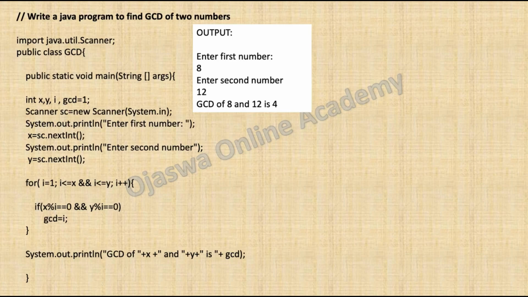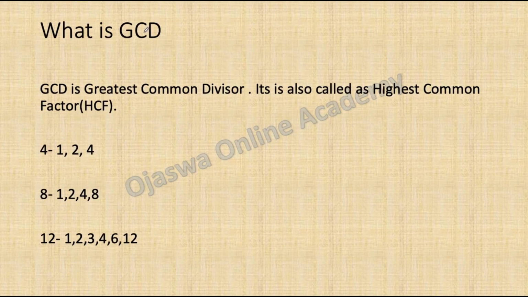Write a Java program to find GCD of two numbers. Let us have a brief idea about what is GCD. GCD is greatest common divisor. It is also called as highest common factor, HCF.